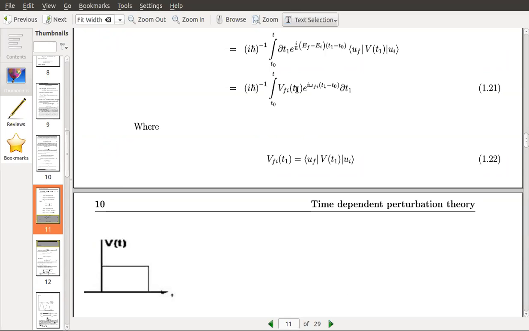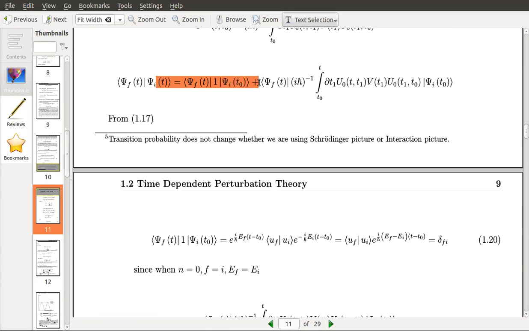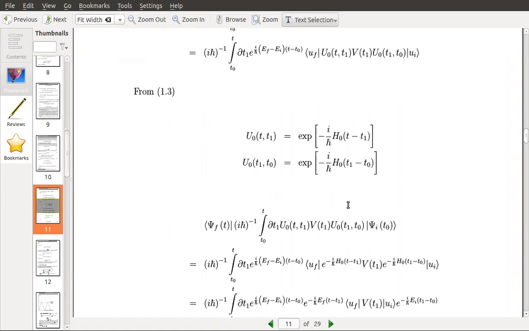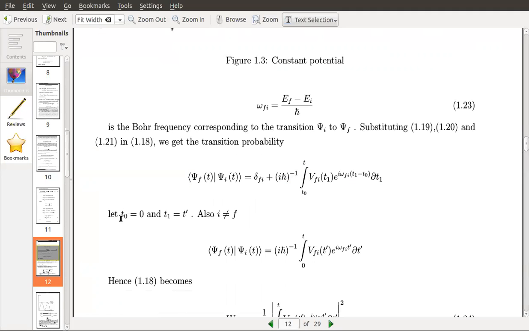Okay, now substitute these things back into this expression. You will get ⟨ψ_F|ψ_I⟩, that is δ_FI, plus (iħ)⁻¹ integral from t0 to t of V_FI(t1) e to the power of iω_FI (t1 minus t0) dt1. Now for simplicity, you put the initial time as 0 and the final time as t'. Also assume that I and F are always different, the initial state and final state are never the same.